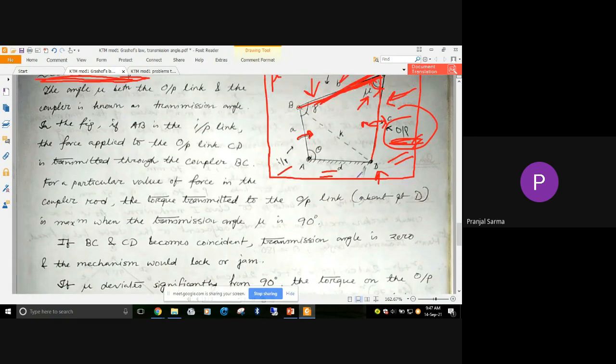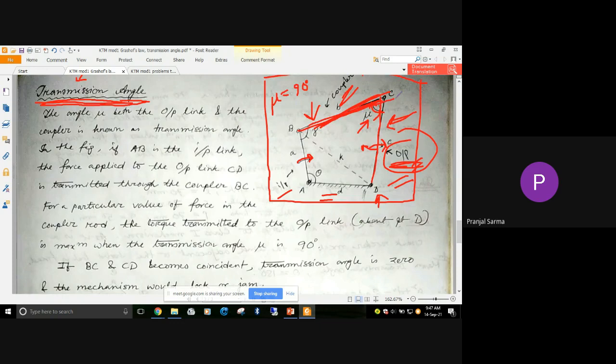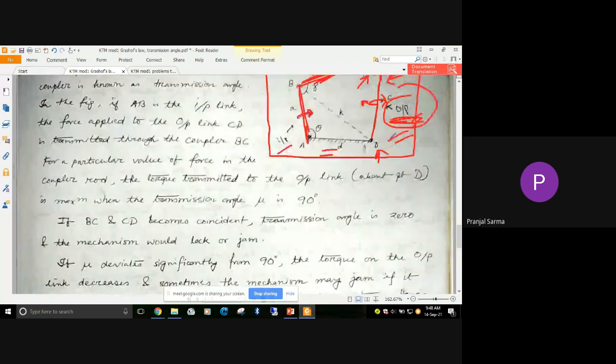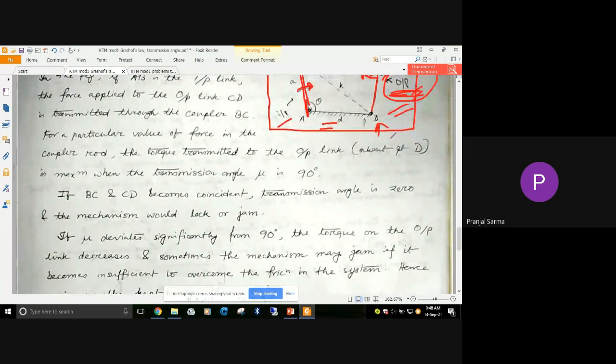But this is the extreme case. 90 degrees is the best possible, 0 degrees it will jam. In actual practice, these are physical things with some masses involved, ultimately some inertia, and to give some motion we have to act against inertia. So we have to apply a certain minimum value of force or torque to give the required motion.